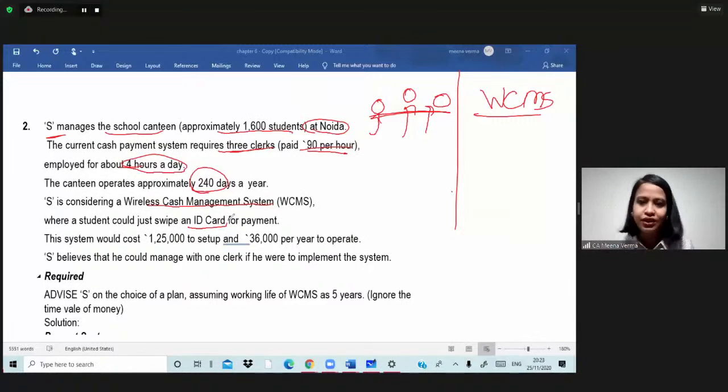You can reduce that time and effort. So this wireless cash management system will reduce that time. Now for the implementation of the new system, you need to incur cost.